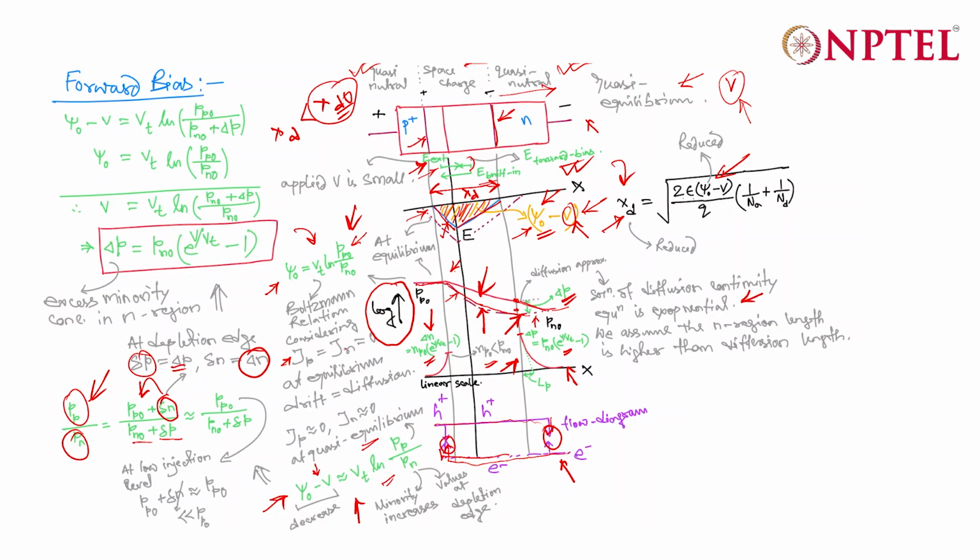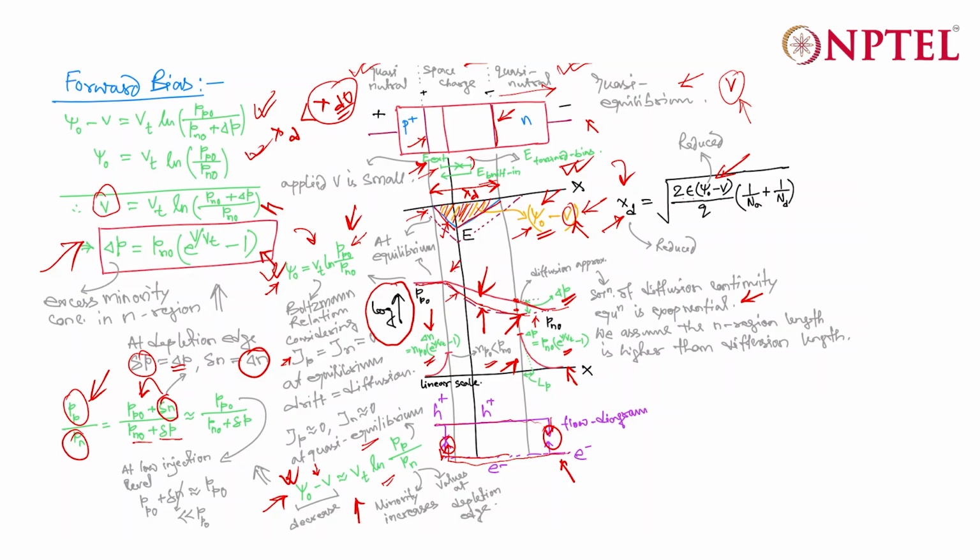Now, if you take this and this equation, and subtract them from each other, as shown over here, you will get the value of V, which is equal to Vt ln of (Pn0 plus delta P) divided by Pn0. Just simple algebra. And from here, you can very easily get the expression for delta P, and that expression will be Pn0 into e to the power V by Vt minus 1.